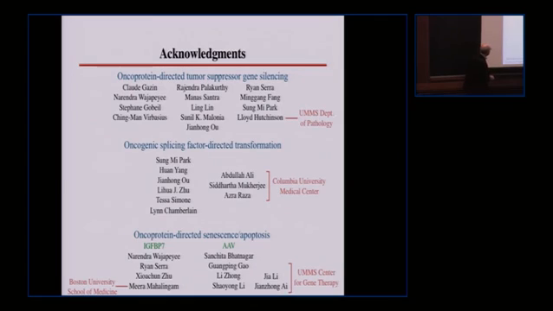And then finally, oncoprotein-directed senescence apoptosis. This work was initiated by Narinder when he was in the laboratory. Most of the experiments I talked about today with AAV have been done by Sanchita Bhatnagar. She's a former postdoc in the lab. As of this fall, she took an independent faculty position in the Department of Biochemistry at the University of Virginia.